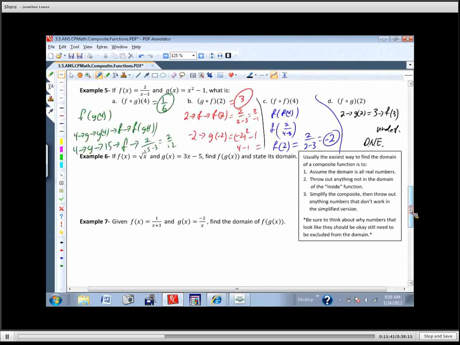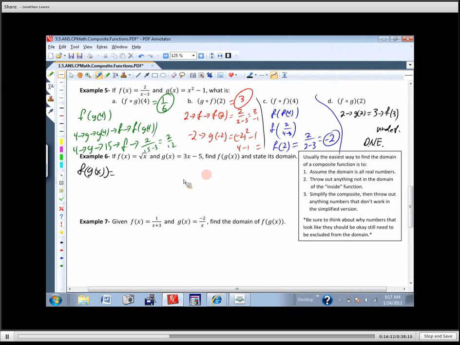Okay, good. All right, so we've got the square root, and we've got 3x minus 5, and we want to find f of g of x, and we want to state its domain. Now, this is where you have to be pretty careful in thinking about how these functions relate to each other. If we're going to find f of g of x, the first thing we're doing here is literally taking a function and plugging it into another function. We're not taking numbers and plugging them in anymore. We're taking functions, variables and all.